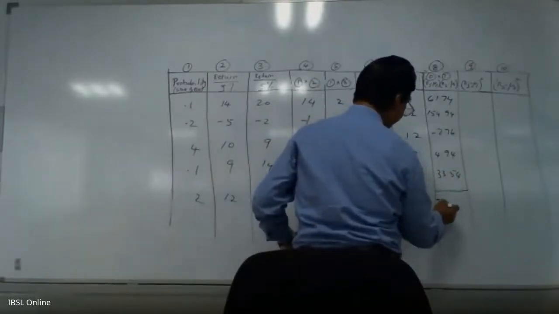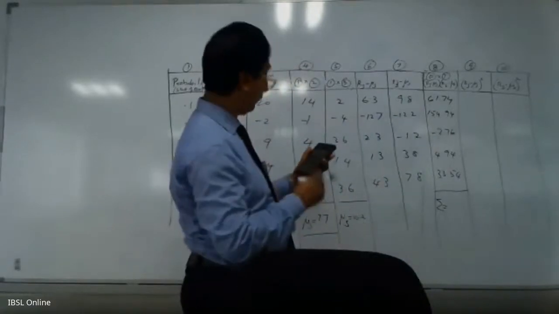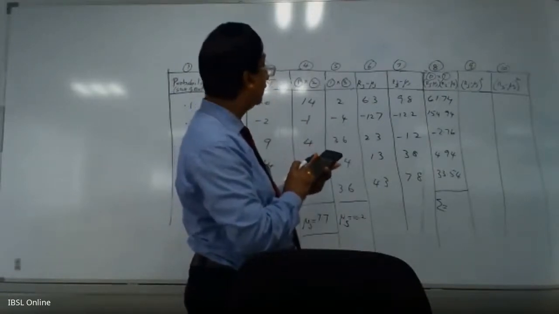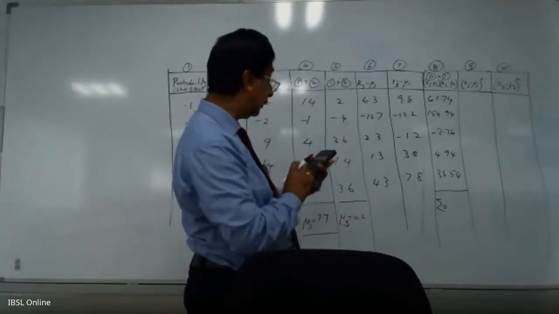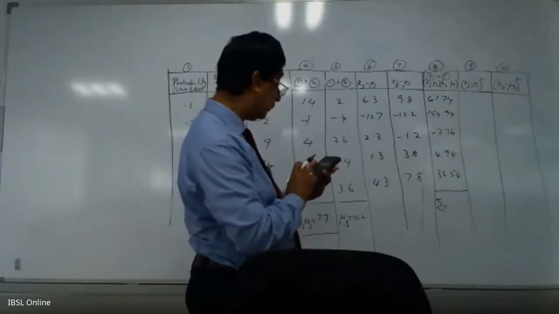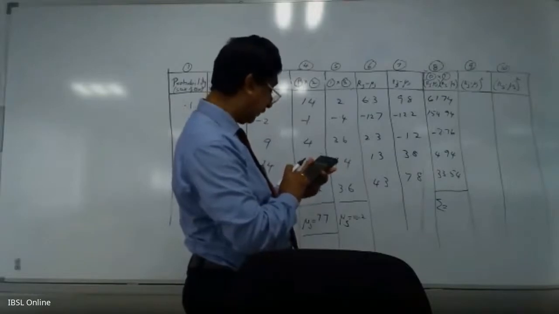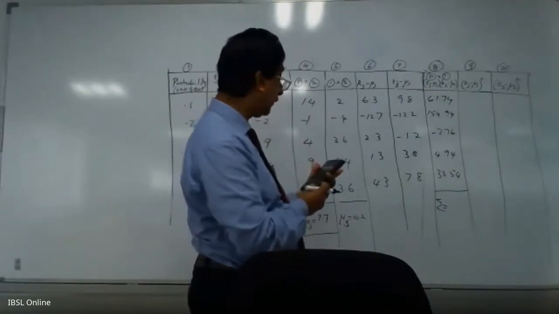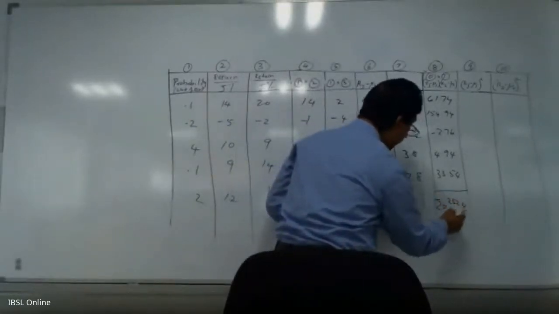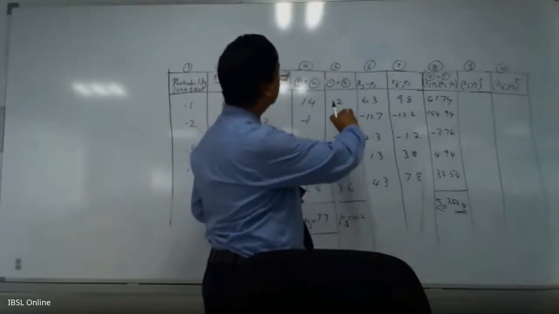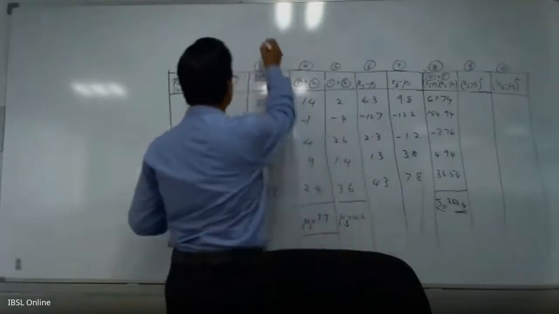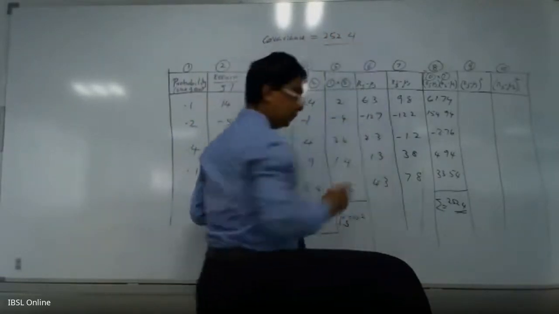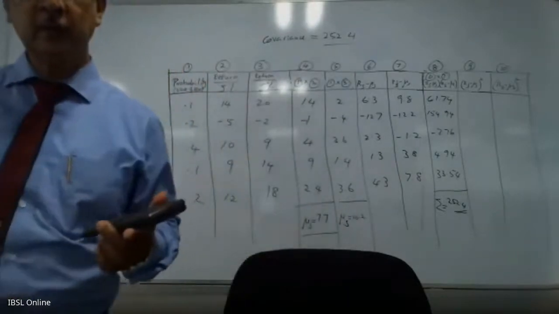Now you can take the sigma, or the total, of this. That is 61.74 plus 154.94 plus 4.94 plus 33.54 minus 2.76, which is 252.4. Now this is the covariance. Covariance is equal to 252.4. This is the covariance, right?